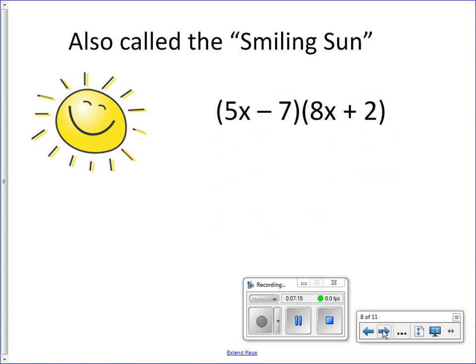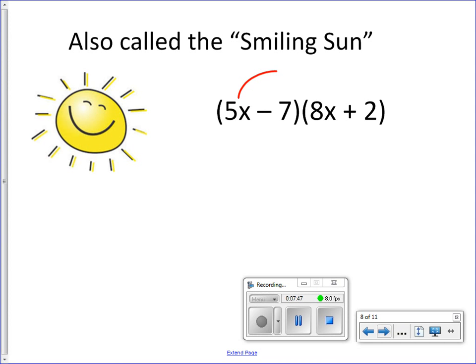Now, when I was in school, they didn't call it FOIL. My teacher called it the smiling sun or the smiling face. And it works the same way as FOIL, so this one is not in your notes either. So again, just pay attention. And you might like using this drawing, like we sometimes use with the distributive property, to help you with multiplying two binomials together. And again, this only works for binomials.